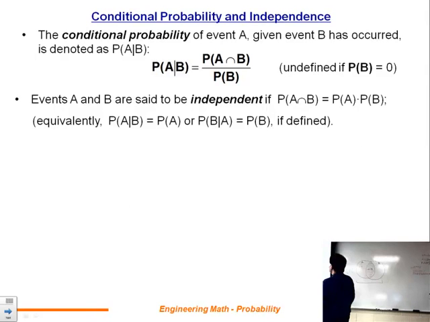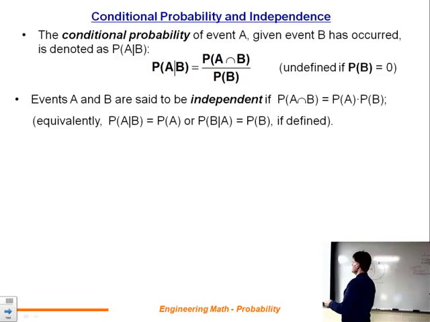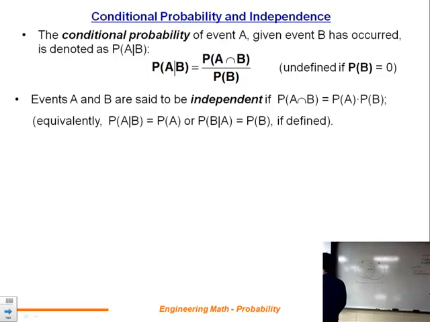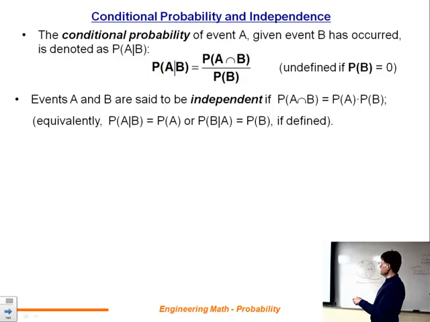All right, so you've got a sample space, you have two events, A and B. The conditional probability of event A, given that event B has occurred, is denoted by the probability of A, vertical bar B. Read this as the probability of A given B. The probability of A given B is the probability of the intersection divided by the probability of B. And of course, this is undefined if B is an impossible event.